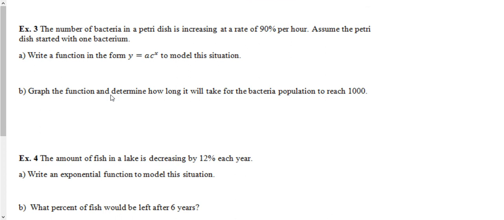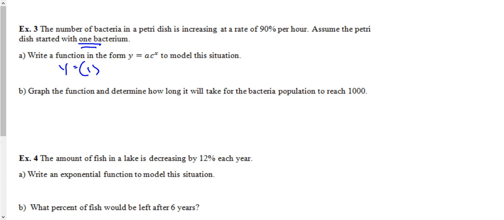So for this last question here, last two questions, the first one here, we want to develop our equation and then determine the answer to the question. So to develop this equation, we have a number of bacteria in a petri dish that is increasing at a rate of 90% per hour. Assume the petri dish started with one bacterium. So things that I know: y is what I always start off with. Y equals. I know that I'm starting off with one bacterium, so my a value has to be 1. So that's going to be my starting value.